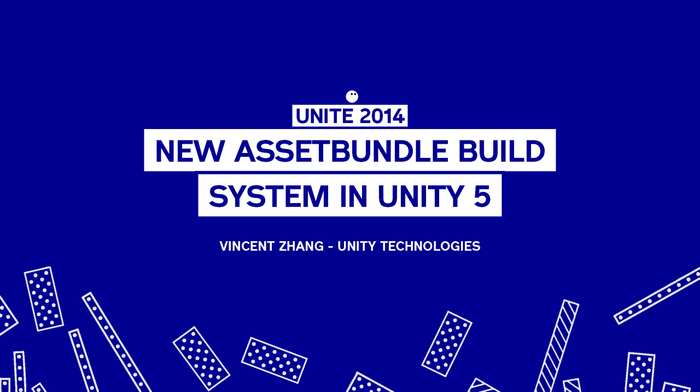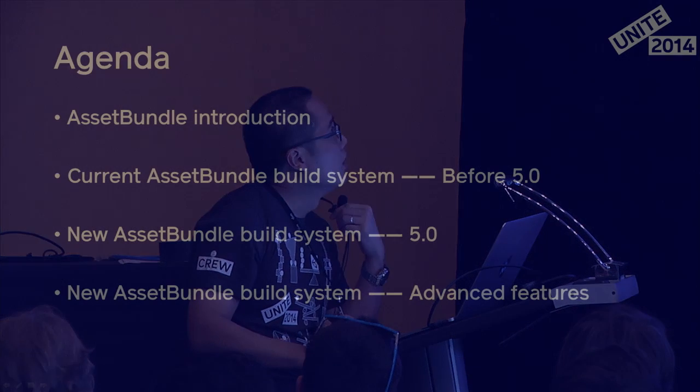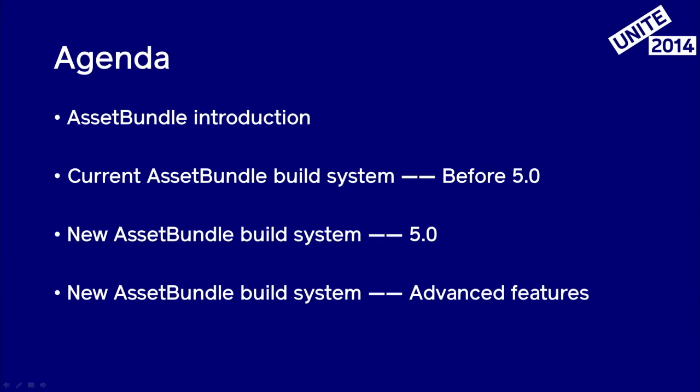Today I want to talk about the new AssetBundle build system in Unity 5.0. So this is the agenda. First, I want to give a brief introduction about the AssetBundle. Next, I will go through the current AssetBundle build system, which means before 5.0, 4.x. Then I will talk about the new AssetBundle build system in 5.0, and last I will introduce some advanced features in the new AssetBundle build system.